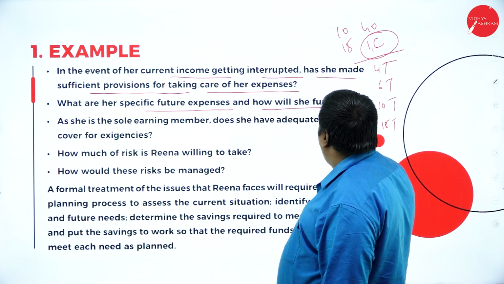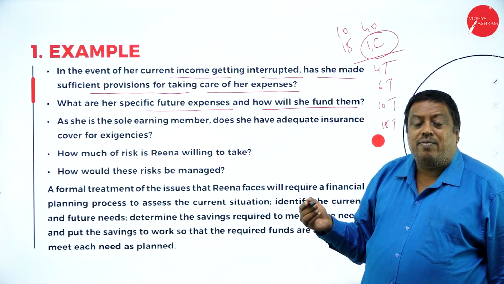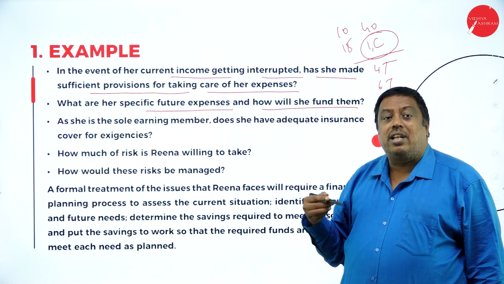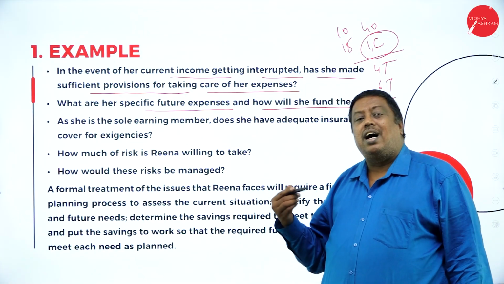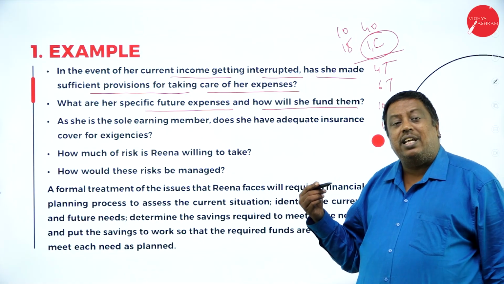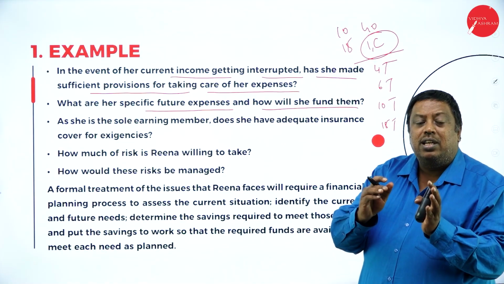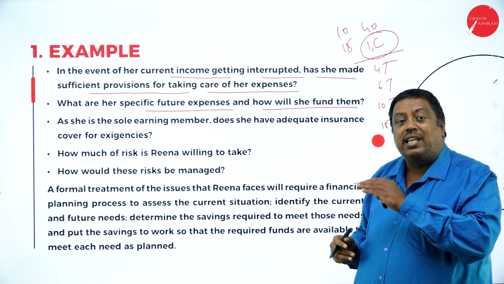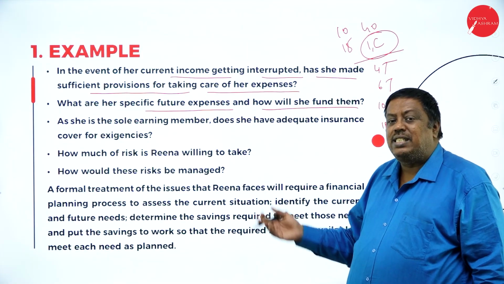How will she fund them, meaning how is she going to invest? We have to inquire whether she is going to invest on a regular basis, like monthly, quarterly, half yearly or annually, or whether she wants to invest a lump sum, the entire 1,20,000 in one part, or invest in different sectors.